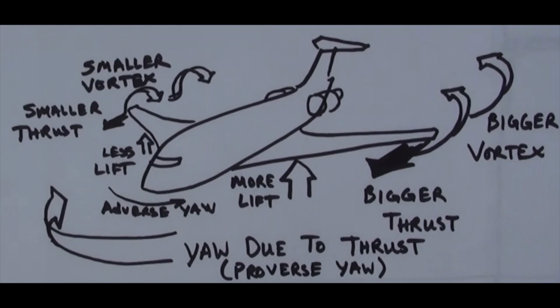Due to the curvature of the wingtip, lift is faced slightly forward, meaning that a part of the force is in the direction of thrust. This forward thrust counteracts the effects of drag caused by the wingtip vortices. This small forward thrust is known as proverse yaw.